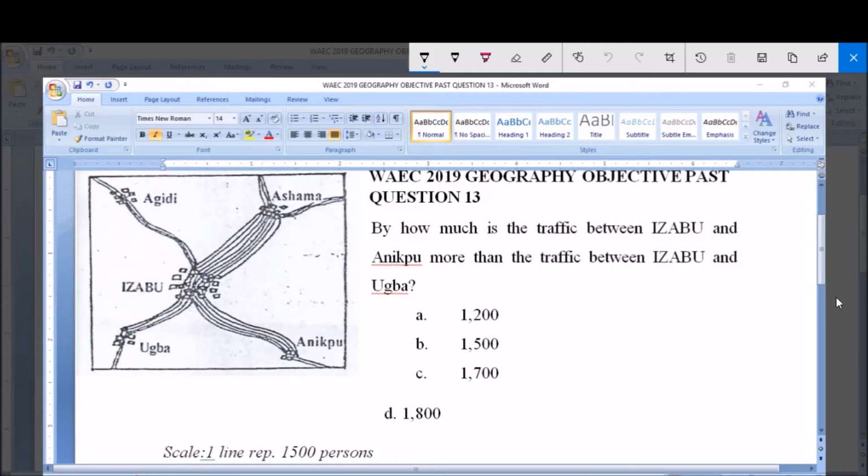Hello, I'm going to be answering WAEC 2019 Geography Objective Past Question 13. By how much is the traffic between Izabu and Anipu more than the traffic between Izabu and Uba?